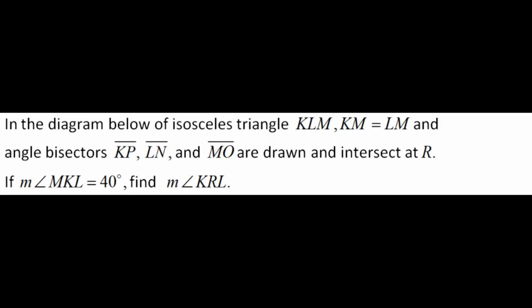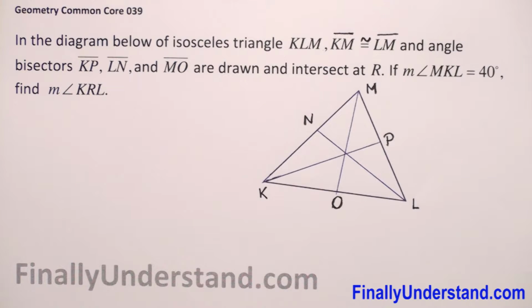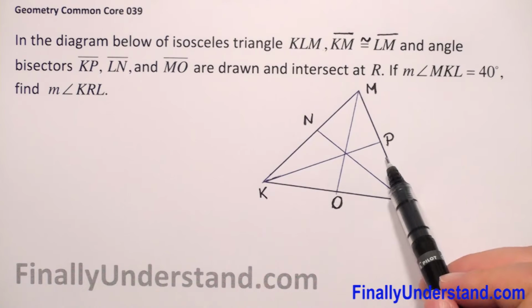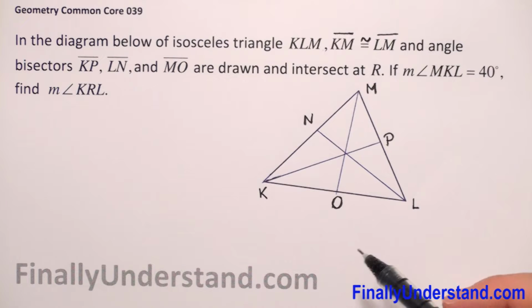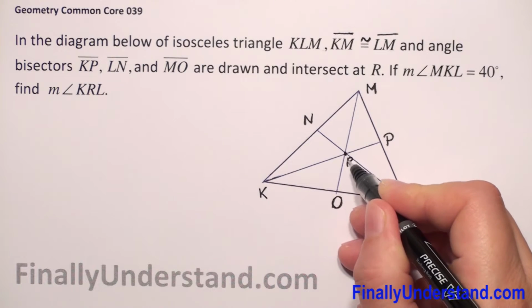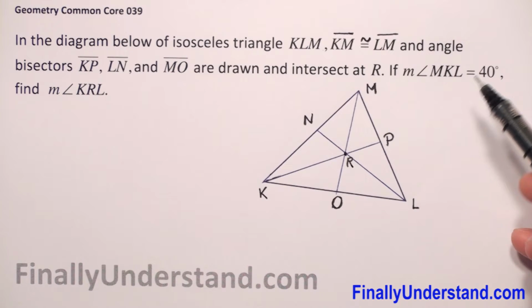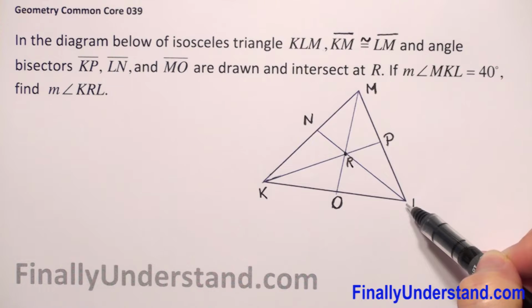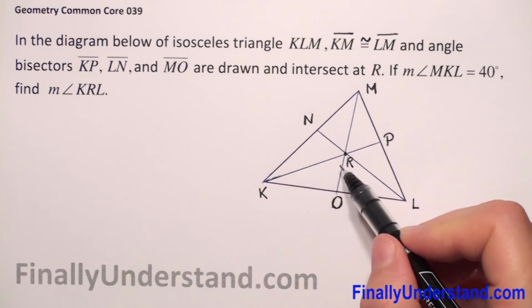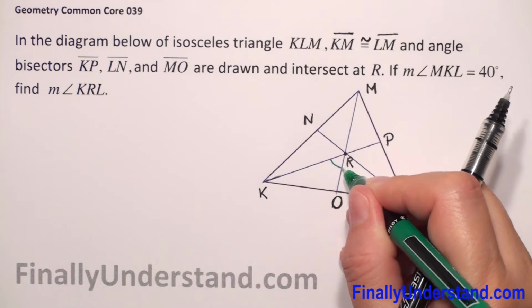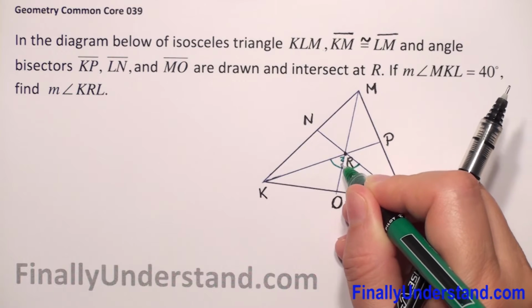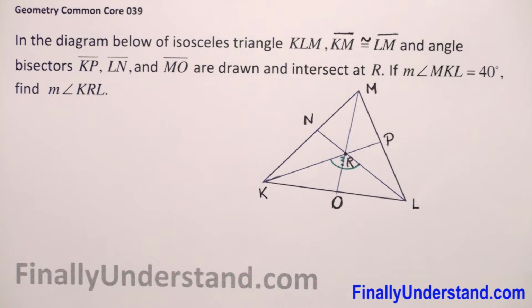In the diagram below of isosceles triangle KLM, segment KM is congruent to segment LM, and angle bisectors KP, LN and MO are drawn and intersect at R. If the measure of angle MKL is 40 degrees, find the measure of angle KRL. So we have to find this angle. This is our unknown angle KRL.